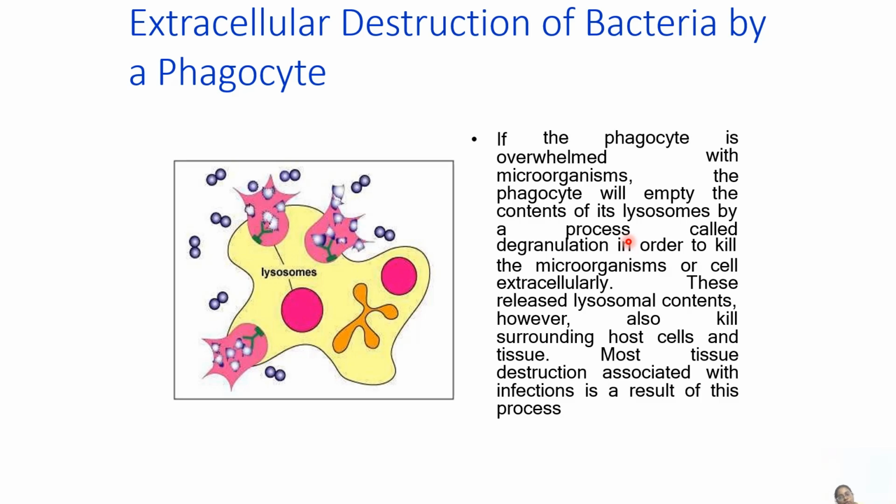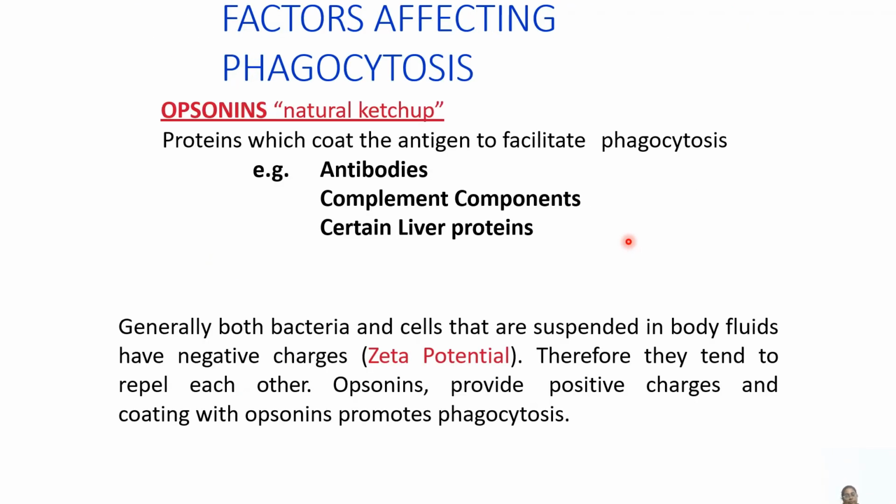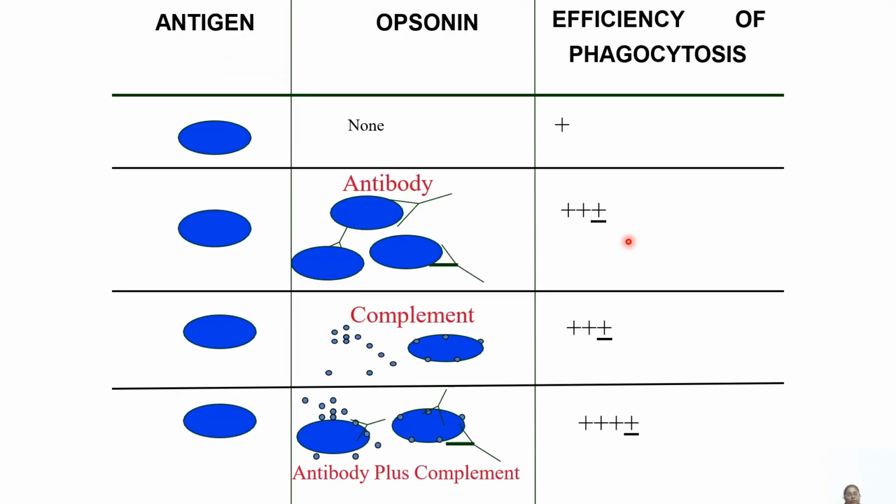Now, if the phagocyte is overwhelmed with microorganisms, the phagocyte will empty the contents of its lysosome by a process called degranulation in order to kill the microorganisms extracellularly. These released lysosomal contents, however, also kill surrounding host cells and tissues, and most tissue destruction associated with these infections is a result of this process. Generally, both cells and bacteria that are suspended in body fluids have negative charges. Therefore, they tend to repel each other. Opsonins provide positive charges, and coating with opsonins promotes phagocytosis.